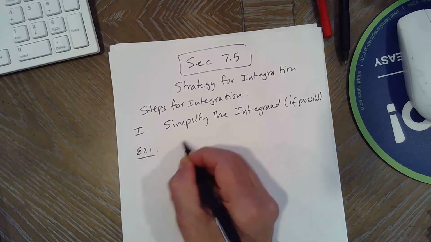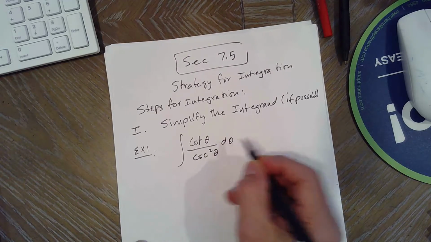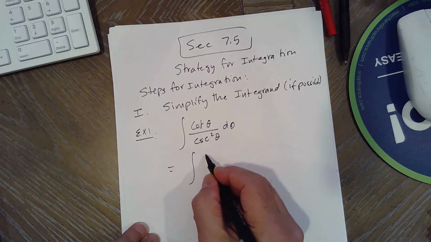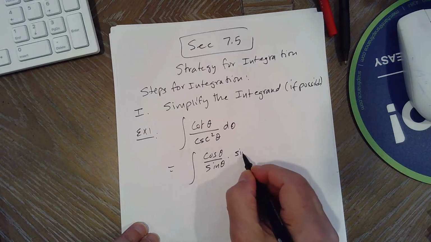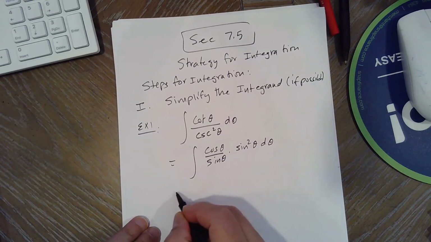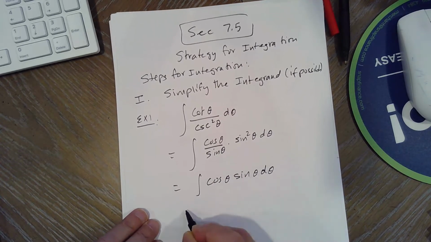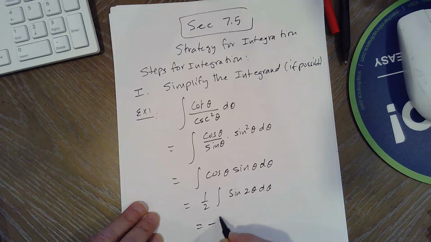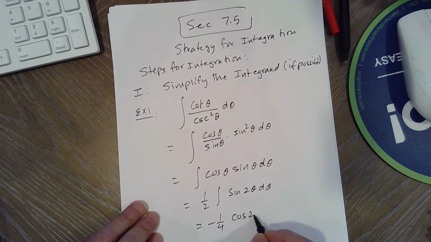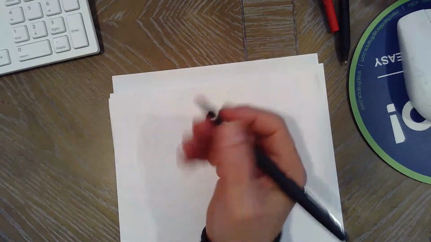For example, if I want to do, say, integral cotangent theta over cosecant square theta d theta, so I would just write cotangent is cosine over sine, and 1 over cosecant square is sine square. So it would be integral of cosine theta sine theta, which is 1/2 integral of sine 2 theta, which is -1 over 2 cosine of 2 theta plus c. So we don't really need much rules. Okay, so step 1, work the integrand out if possible.